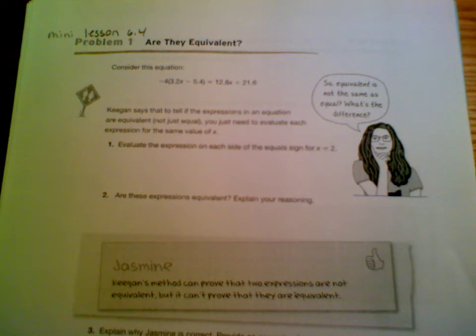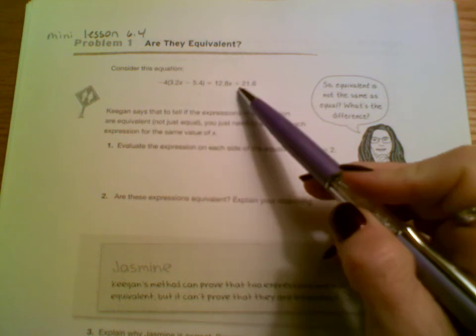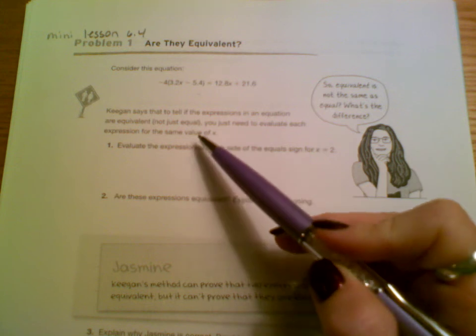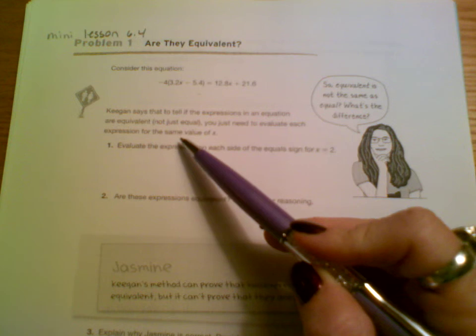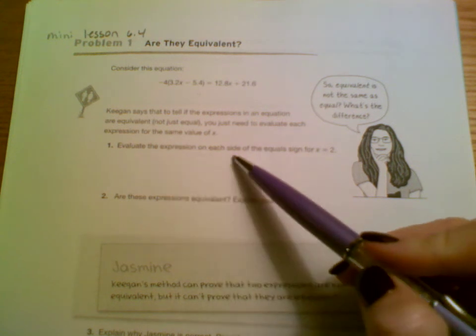This is the 6.4 mini lesson. So it says consider this equation, and it's listed here. Keegan says that to tell if the expressions in an equation are equivalent, not just equal, you need to evaluate each expression for the same value of x. Evaluate the expression on each side of the equal sign for x is 2.